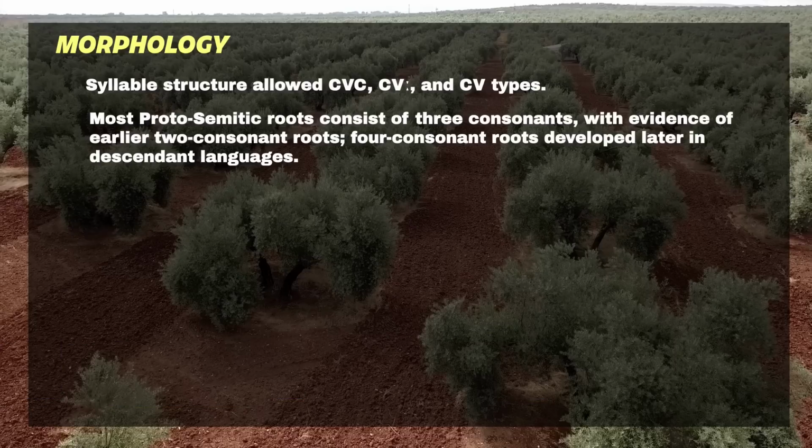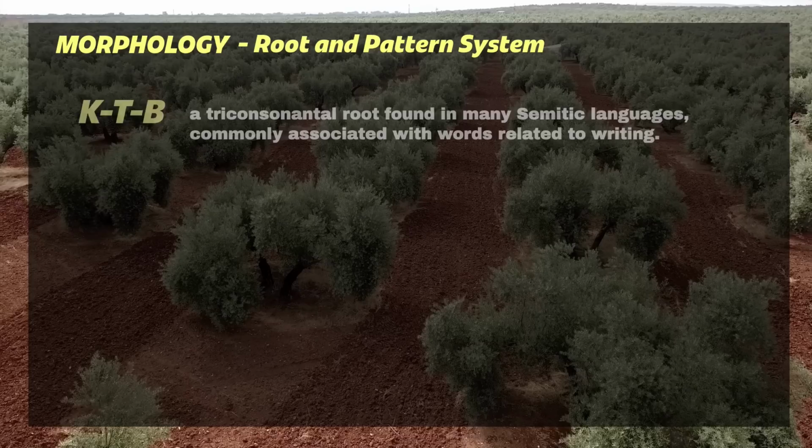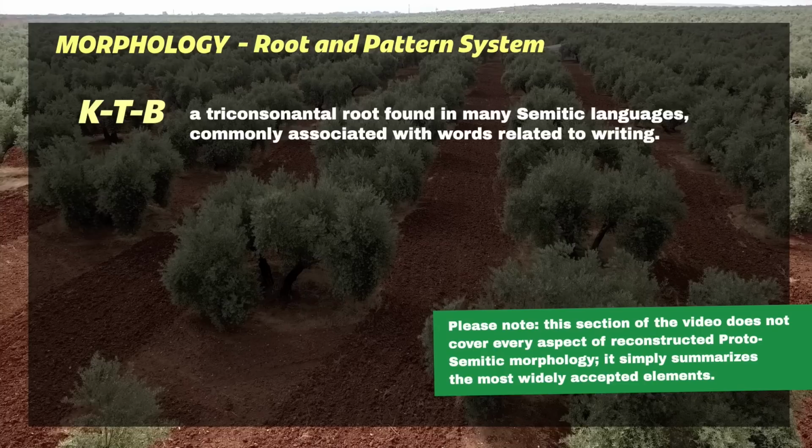While 4-consonant roots are well attested in many descendant Semitic languages, they are not reconstructible at the Proto-Semitic level, and are generally considered to be later developments, often through processes like root extension. In Semitic languages, these roots, such as the one meaning right, are associated with a general concept and are inserted into patterns that provide the vocalic and structural framework for actual words.